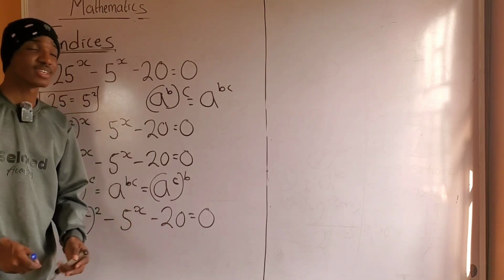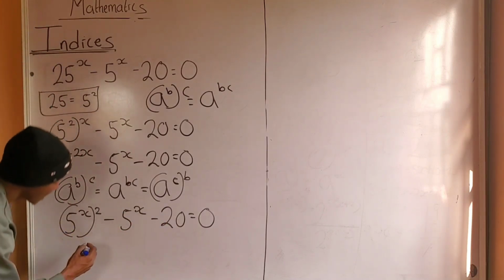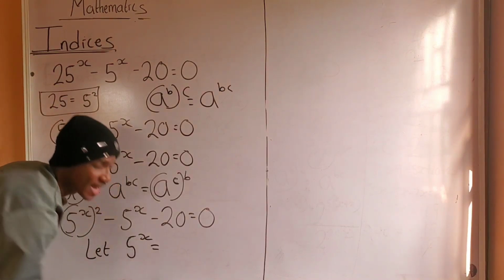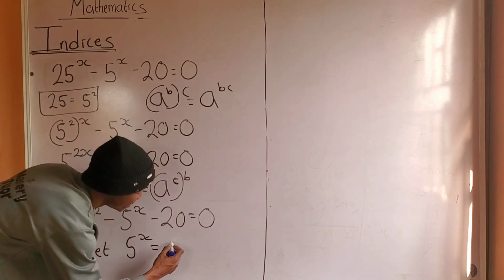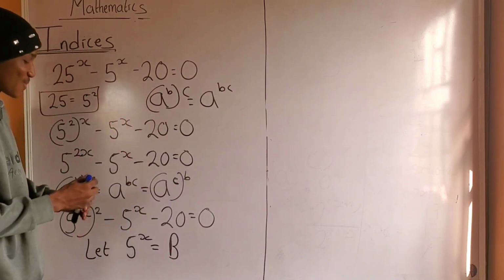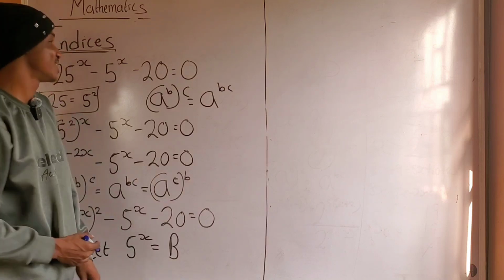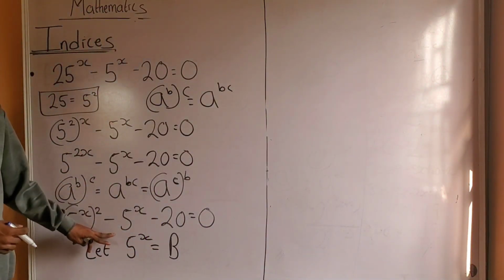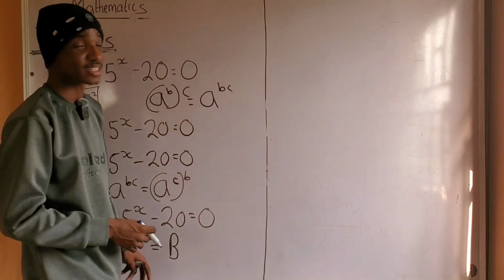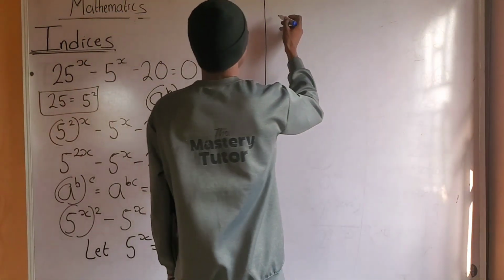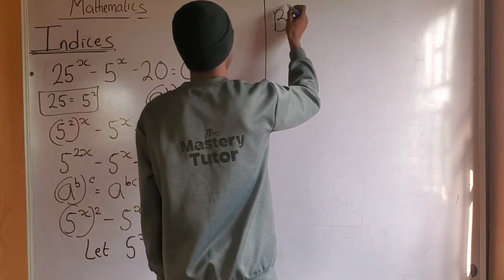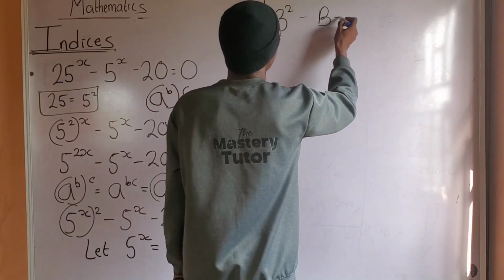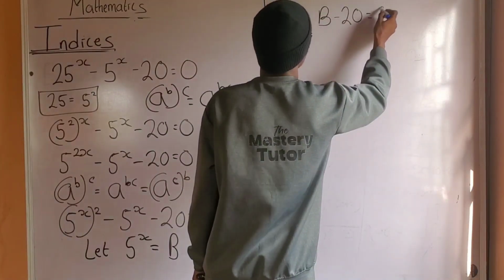Now, having gotten to this point, the next step is that you can let 5 raised to the power of x equal any letter of your choice. I'm going to let it equal b. So let 5 raised to the power of x equal b. Therefore, anywhere I see 5 raised to the power of x in this equation, I'm going to replace it with b. Are you getting it? So I'm going to have b squared instead of 5 raised to the power of x. b squared minus b minus 20 equals 0.